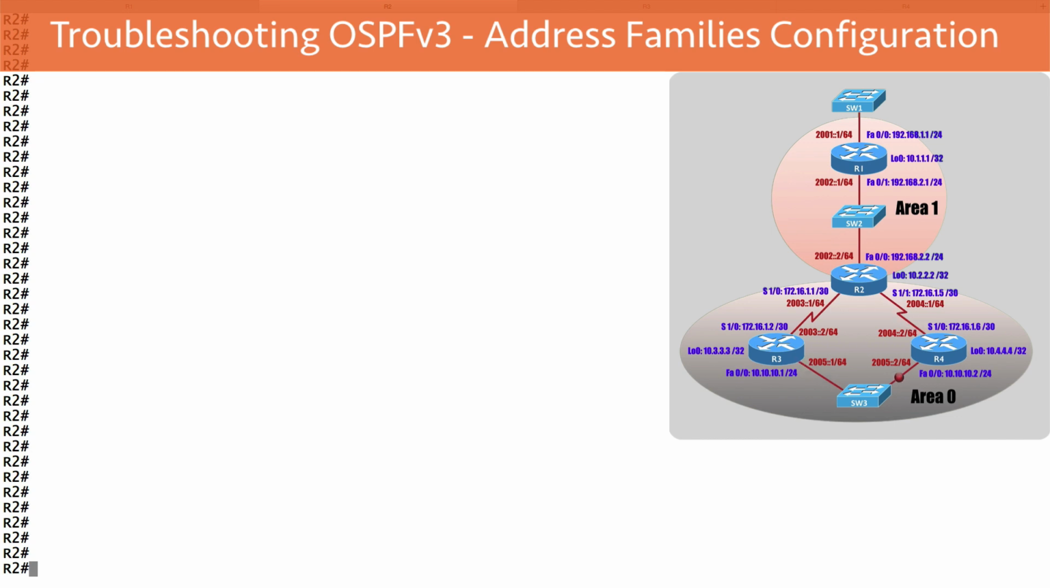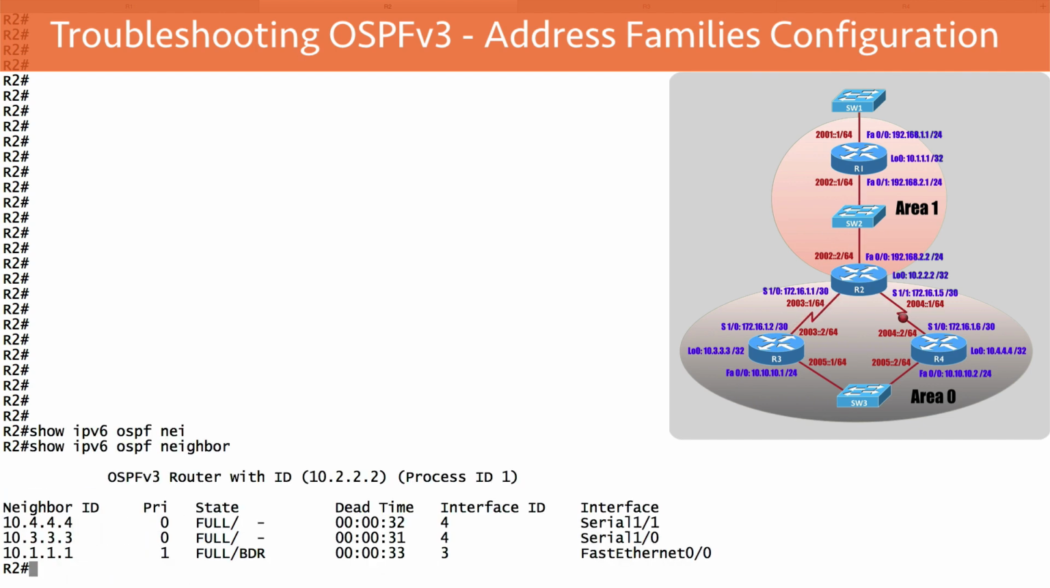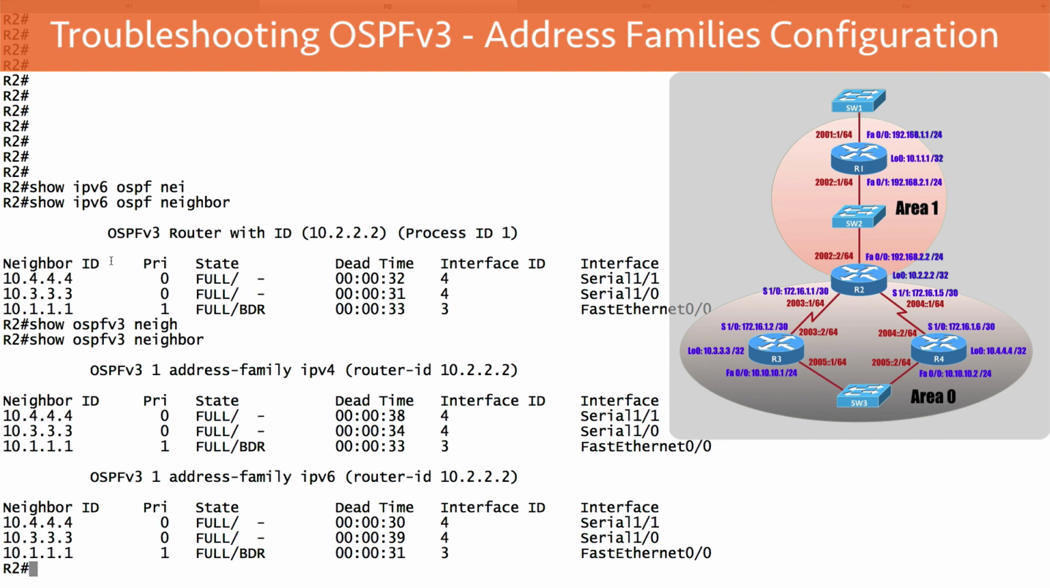And the great news is we can still use our older commands. We could still say, for example, show IPv6 OSPF neighbor like we saw in our prior video. So just using address families doesn't mean that our older commands don't work, but now we've got a new set of commands. Instead of saying show IPv6 OSPF neighbor, we could say show OSPFv3 neighbor. And notice this gives us information about our different address families, one for IP version 4, one for IP version 6.